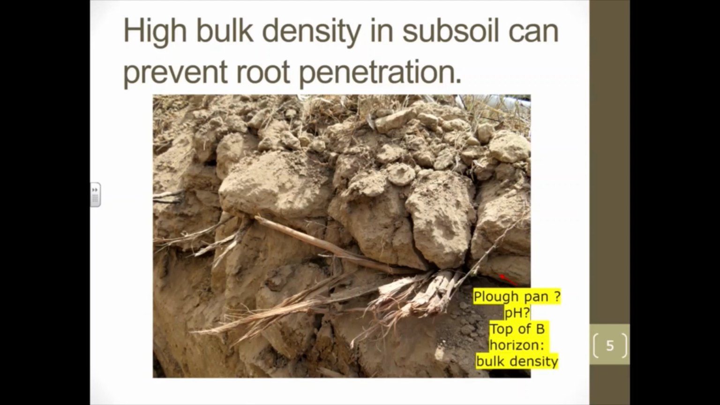There are other reasons for this type of thing. For instance, if you're going to an acid sulphate soil and the pH is 3 down here, you probably get your roots starting to do something like that. If it's a plough pan, if that's been ploughed for 100 years and it's just compacted down. But in this case, it's this issue of bulk density in the subsoil.